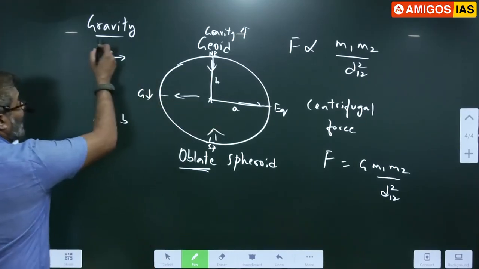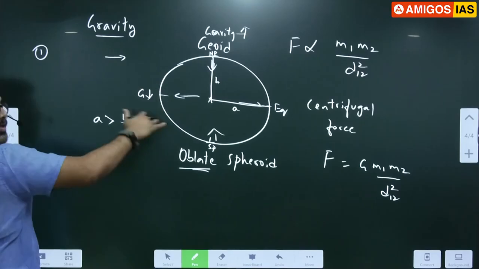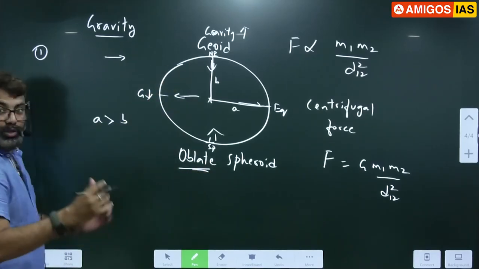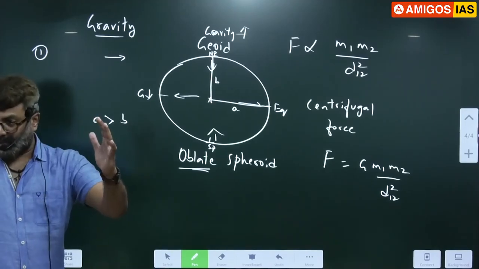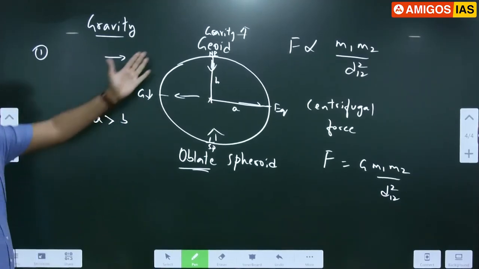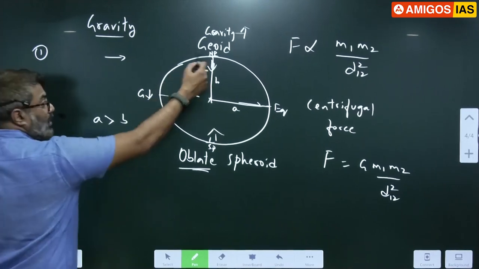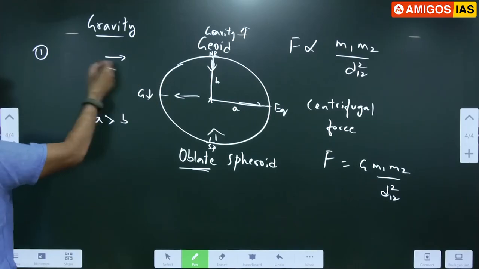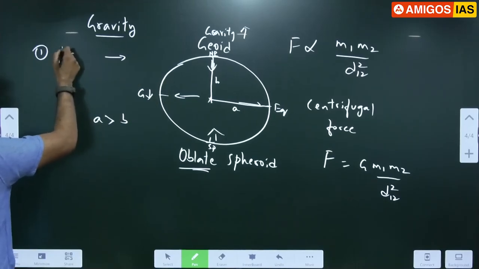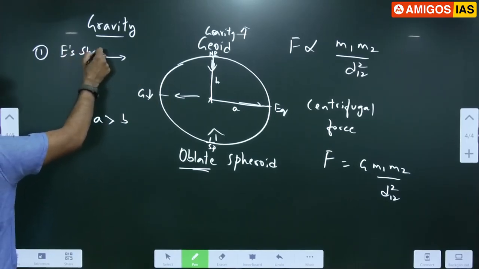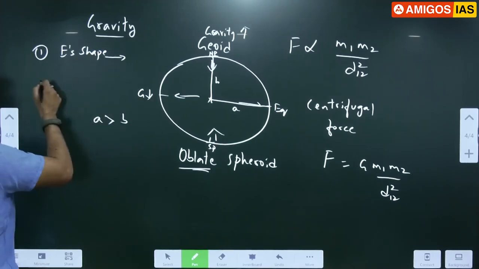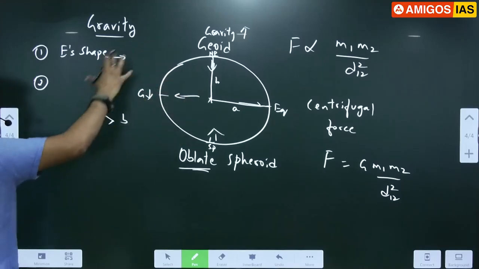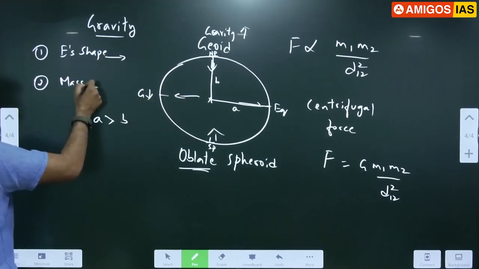So the gravity of the earth varies from equator to the poles because of the shape of the earth. Because earth shape is geoid shape. So from equator to the poles, the gravity will vary from here to here. Okay, gravity of the earth will vary because of the shape of the earth. That is one. Because of the geoidal shape. One. Gravity of the earth will vary also according to the distribution of mass of material.